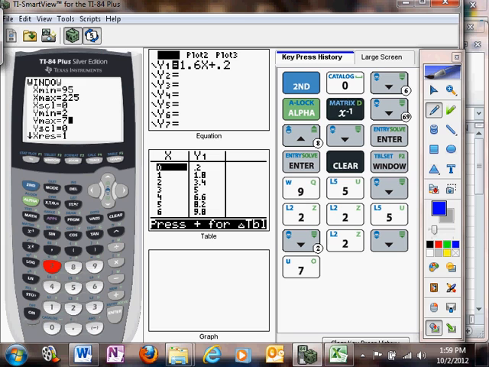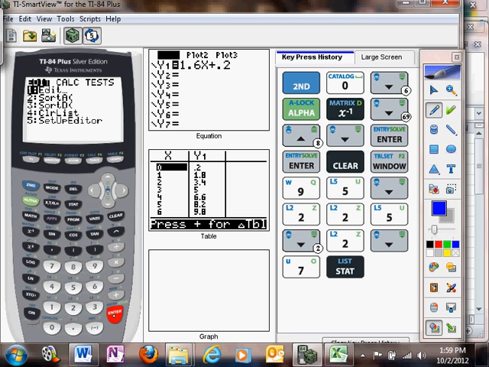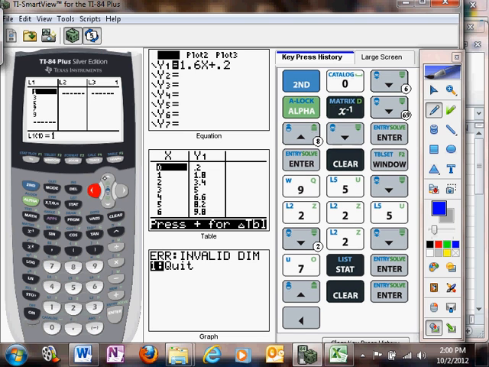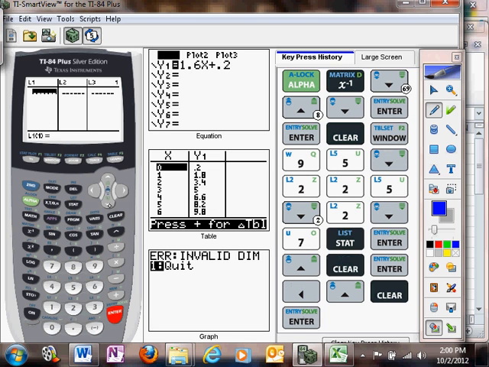Number 3 on the note card says to enter the data in L1, L2. So I go to Stat and hit enter right there on edit. And I didn't clear my data, so let me clear these out. This is why you should clear your data first. You won't have to go through these steps. But what you want to do is put your x or your independent variables in L1, your y's and your dependent variables in L2. So I'll go ahead and do that.